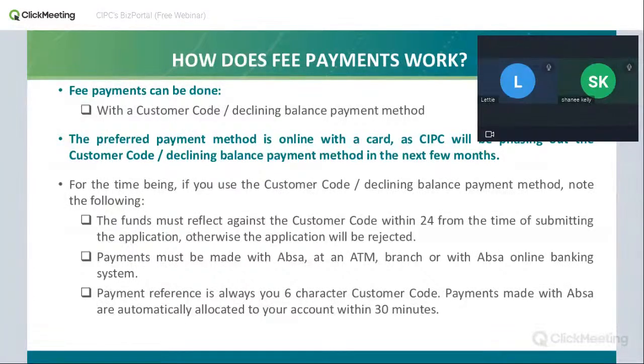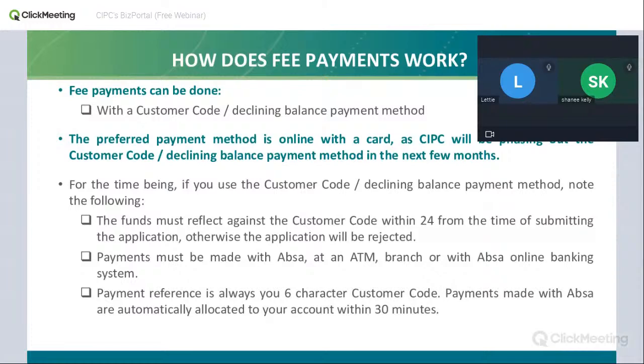Okay, how does the fee payment work? Fee payments can be done with a customer code or the declining balance payment method. The preferred payment method is online through the card facility option. As CIPC will be phasing out the customer code declining balance payment method in a few months, our preferred payment option is your card facility.